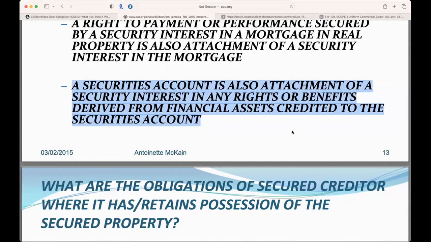So basically, what I was saying, the securities account, if you have a statement from anyone, what we call a bill or a statement, that statement is proof of a financial asset being credited to a securities account.